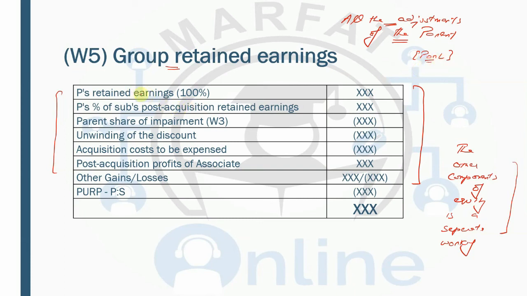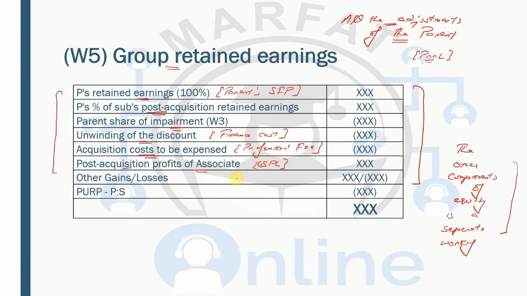So how are you going to calculate it? First of all, you will be taking the parents' retained earnings, and you will be taking this from parents' individual statement of financial position. And then you will be giving the parent share of the post acquisition. Then you will be giving the parent share of impairment. Again, you see impairment is the loss which should be treated in the profit or loss. That is why we are treating it over here. Similarly, unwinding of discount, which was the finance cost. Acquisition cost to be expensed out, such as due diligence fee, professional fee. It should be expensed out, not capitalized. Post-acquisition profit from associates, because I told you that it is going to be recorded in the consolidated statement of profit or loss. So anything which is related to profit or loss will be coming here.